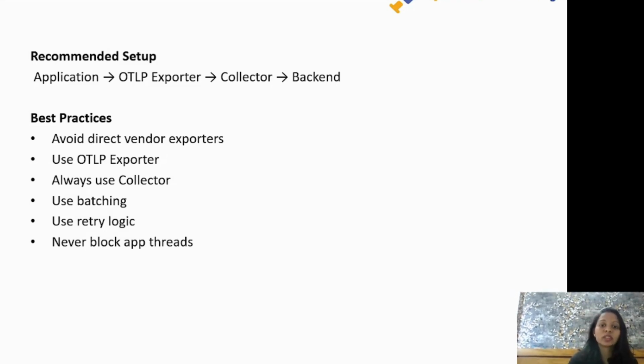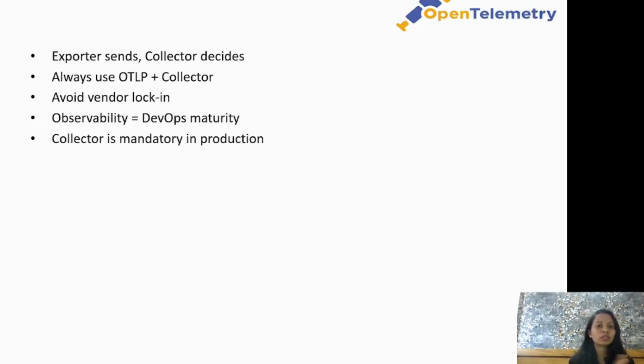Then the last part, we quickly go through the interview and production takeaways. If you remember only these points, you are interview ready. Exporter sends, collectors decide, that is the first thing. Then OTLP plus collector is standard. Then avoid vendor lock-in, and observability shows DevOps maturity. The collector is not optional in production. So yeah, this is the end of the discussion here.